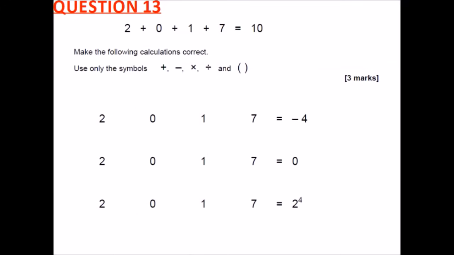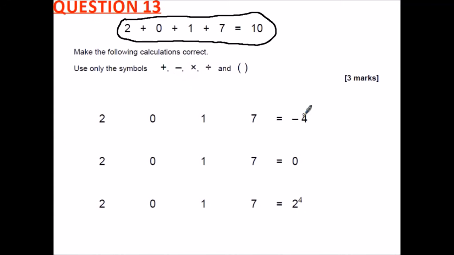Question 13. We've been given a sum here where it says just 2 plus 0 plus 1 plus 7 equals 10. The main thing is, notice, here we've got the same digits for 3 different calculations, and we need to make each one correct only by using plus, minus, multiply, divide, and brackets if we need. So we can use any combination of these, but we can't use anything else apart from these symbols.